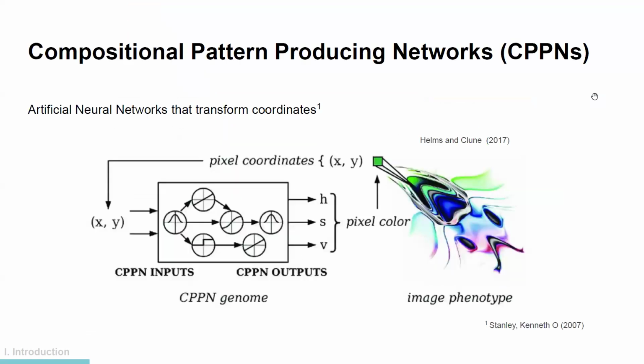So PickBreeder uses compositional pattern producing networks, or CPPNs, which are artificial neural networks that transform coordinates. They look something like this. So you pass in an X and Y coordinate, for example, you pass it through this artificial neural network, and on the other side, you get the pixel color at that coordinate.